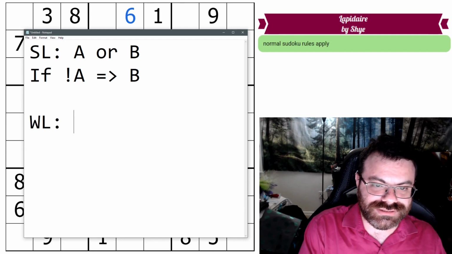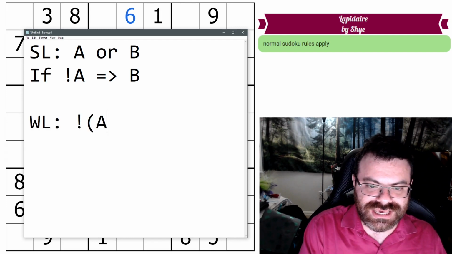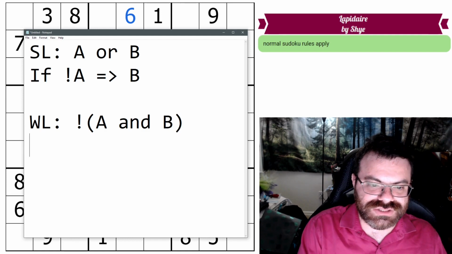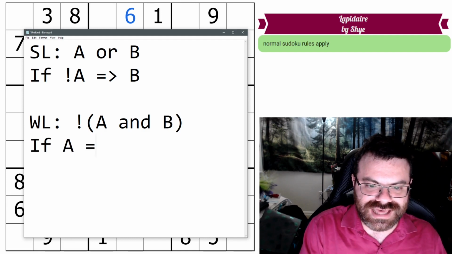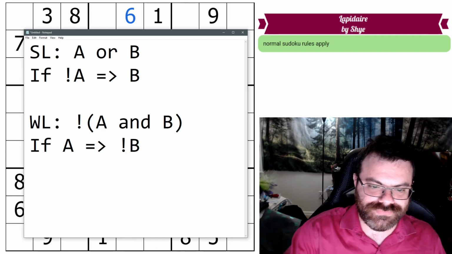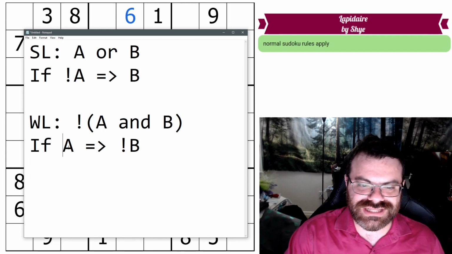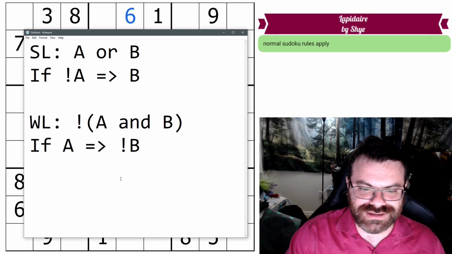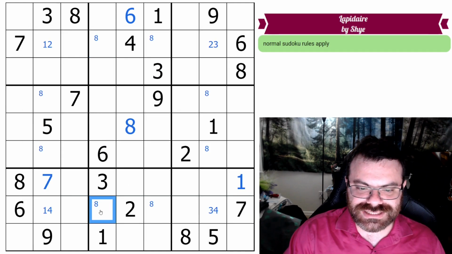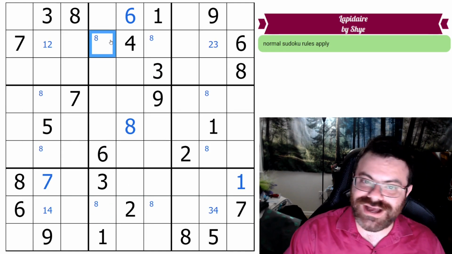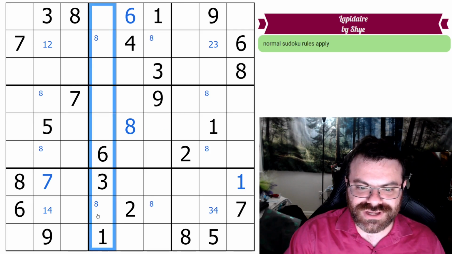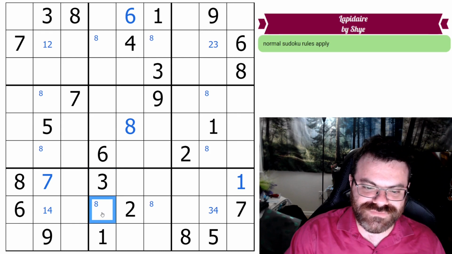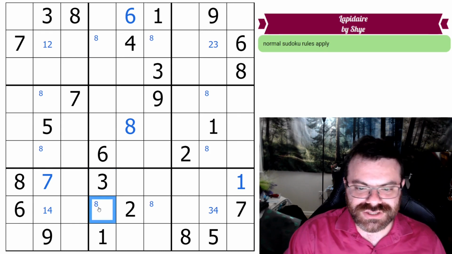How about a weak link? Remember, a weak link was not A and B. What that means is if A, that implies not B. That's the most basic rule of Sudoku, if you think about it. If this is an 8, this is not an 8, because there's a weak link between them. They're in the same column. You can't have two 8s in the column. So if this is an 8, this is not an 8. So how do we use that?